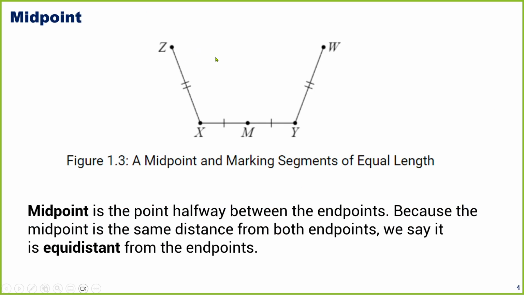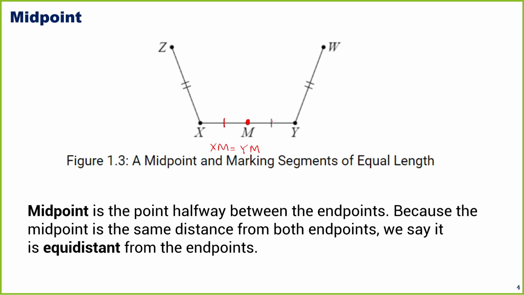Okay, then let's see another concept, which is called midpoint. A midpoint is just a point halfway between the endpoints of a line segment. Because the midpoint is the same distance from both ends, we say it's equidistant from the endpoints. For example, in this diagram, the point M is the midpoint of segment XY, because XM equals YM. And usually we'll use this notation to denote the lengths which are equal.